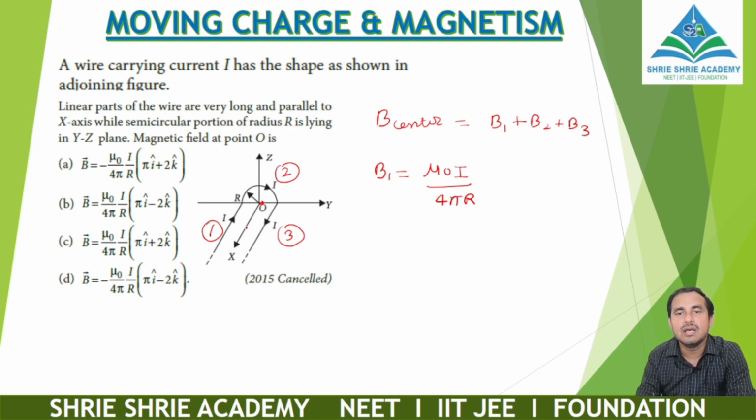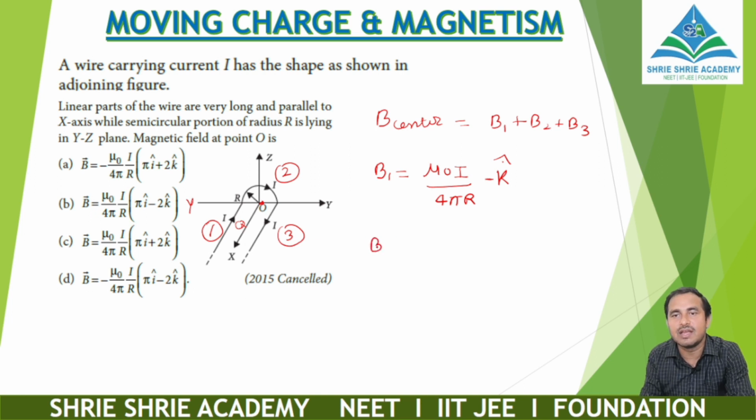Now actually this first wire is in the XY plane. So the magnetic field will be perpendicular to the plane, means it will not be I cap, it will not be J cap, it will actually be K cap. Now here you know that the current is going in the clockwise direction, means into the plane. Into the plane means minus K cap. Remember, into the plane means minus K cap, it is going inwards. Outward means plus K cap. So the magnetic field due to the first part is mu naught I by 4 pi R times minus K cap.